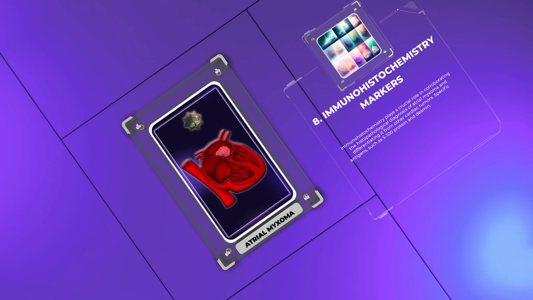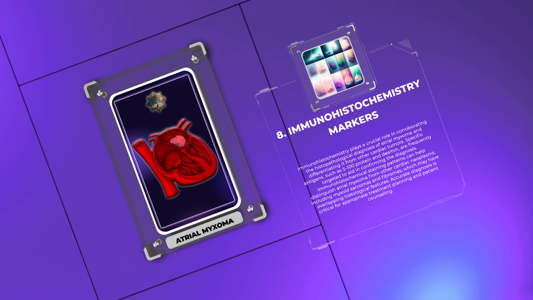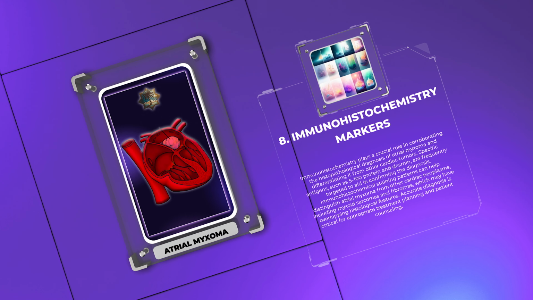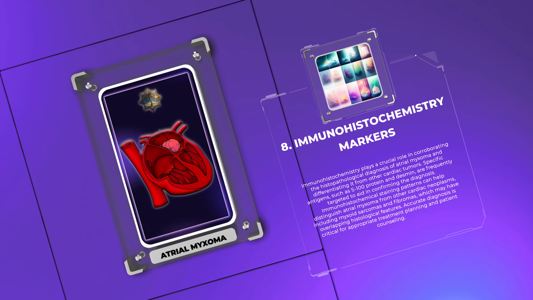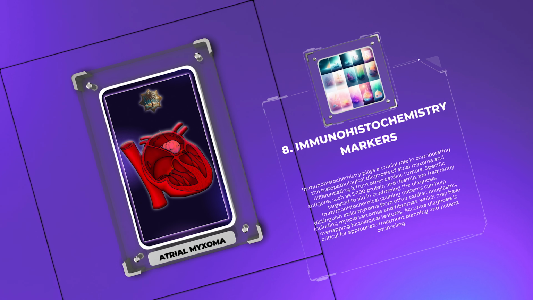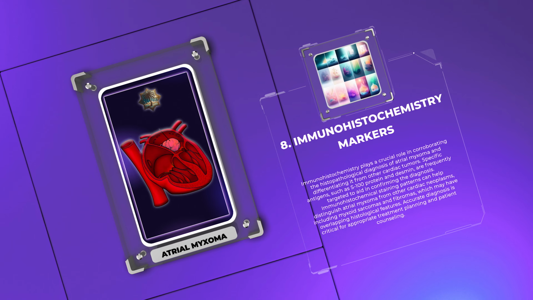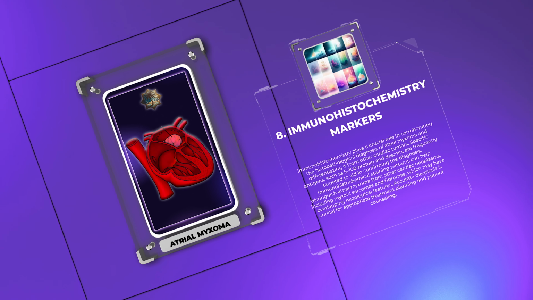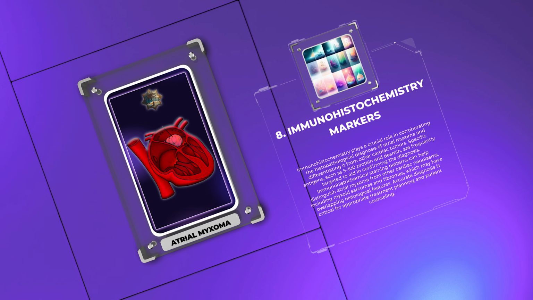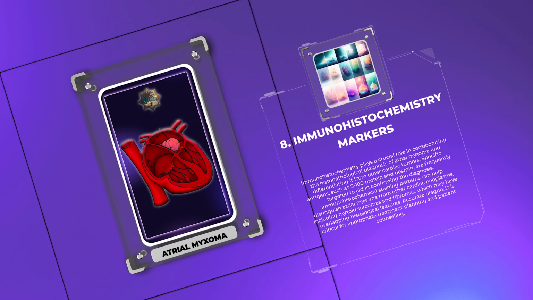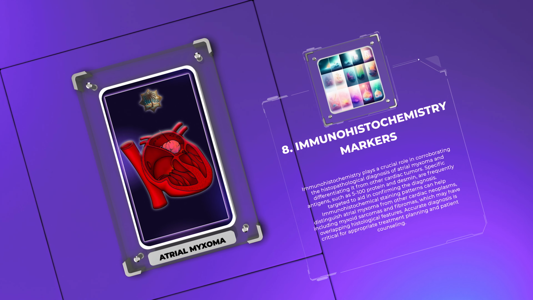Immunohistochemistry plays a crucial role in corroborating the histopathological diagnosis of atrial myxoma and differentiating it from other cardiac tumors. Specific antigens, such as S100 protein and desmin, are frequently targeted to aid in confirming the diagnosis. Immunohistochemical staining patterns can help distinguish atrial myxoma from other cardiac neoplasms, including myxoid sarcomas and fibromas, which may have overlapping histological features. Accurate diagnosis is critical for appropriate treatment planning and patient counseling.